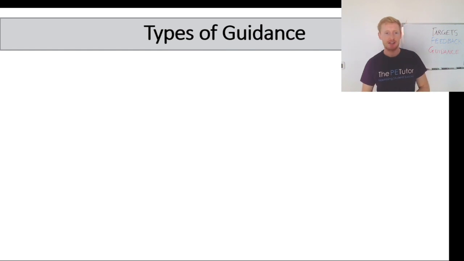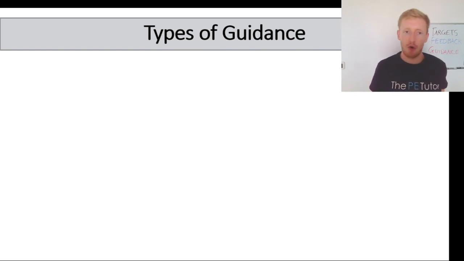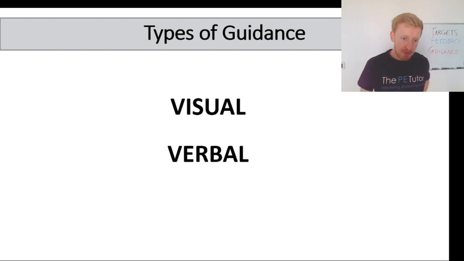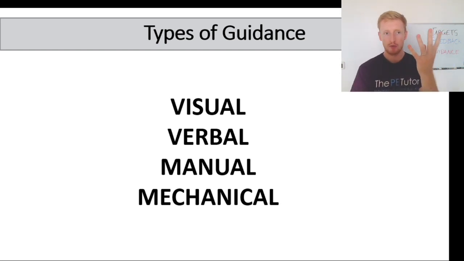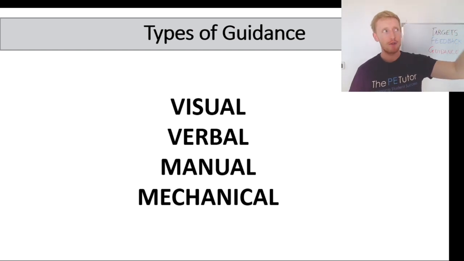Which leads us into types of guidance, a final part for today. So we have visual, we have verbal, we have manual, and we have mechanical. If you're going to write these down, do it now. You've got four types of guidance, 6 types of feedback, 5 parts of SMART target. Checking my maths there. 5 for SMART, 6 for feedback, and now 4 for guidance.